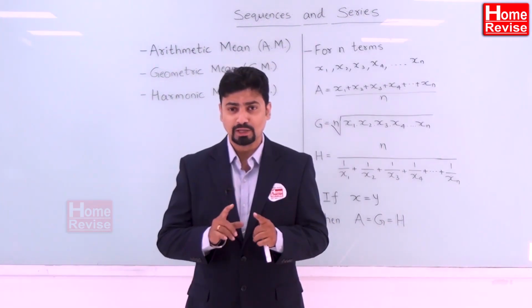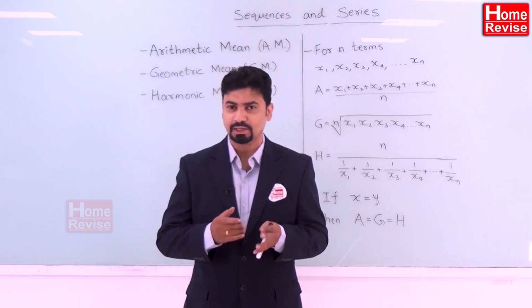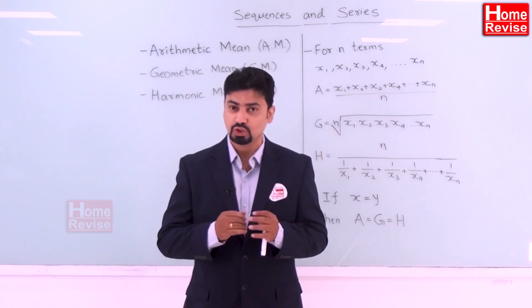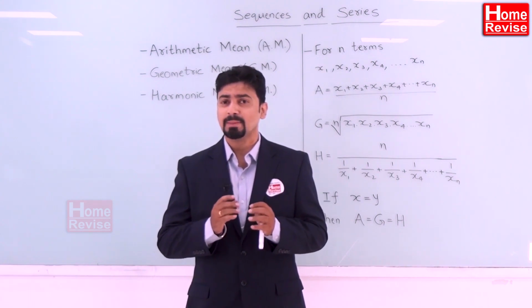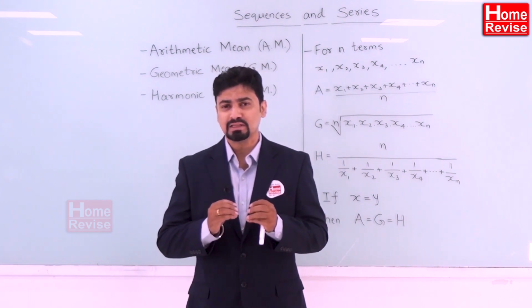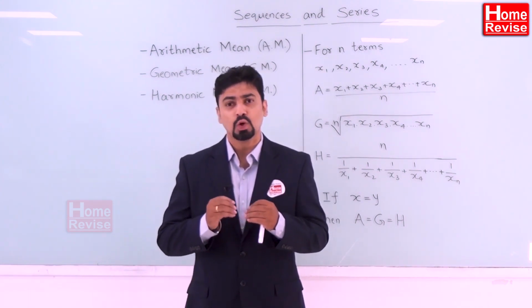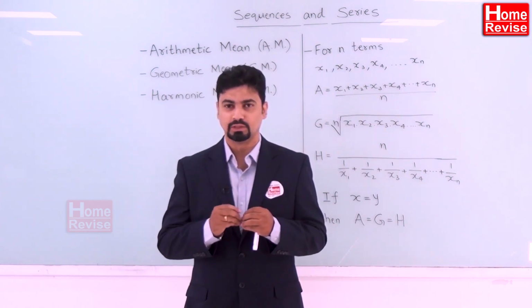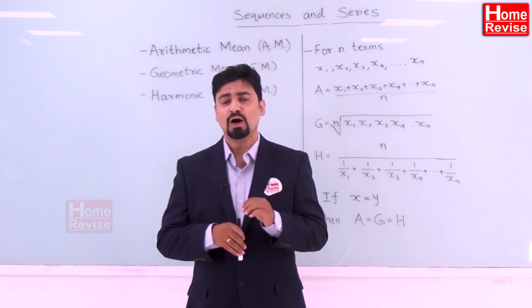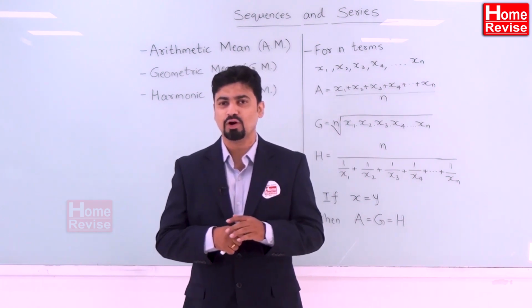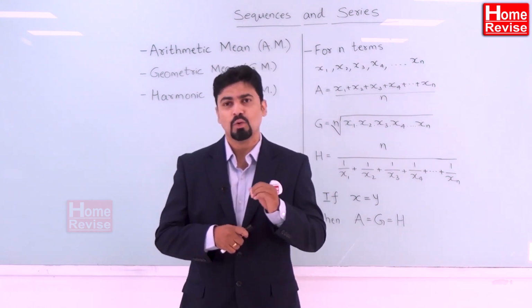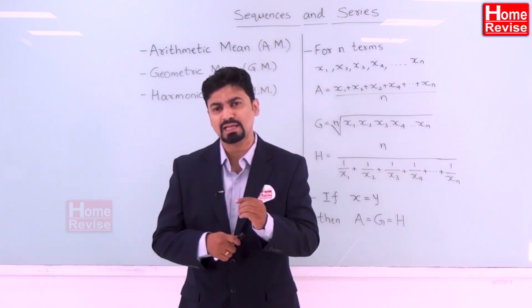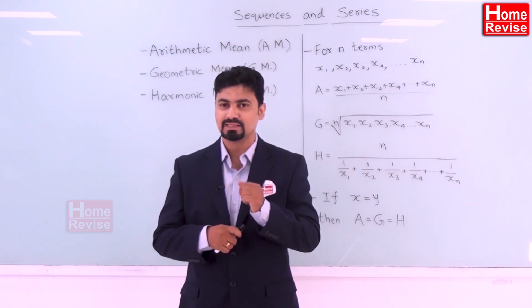Now that we have understood what is AM, that is arithmetic mean, GM, that is geometric mean, and HM, that is harmonic mean, let us extend it further. That is, we have learned these 3 means and how to apply them for 2 given numbers. So we had taken x and y. Now, if there are infinite numbers, or say we have n terms, what will be AM, GM and HM of n terms? Let us see that.